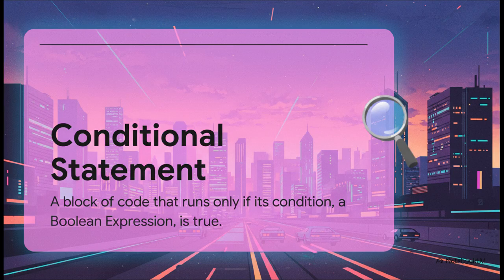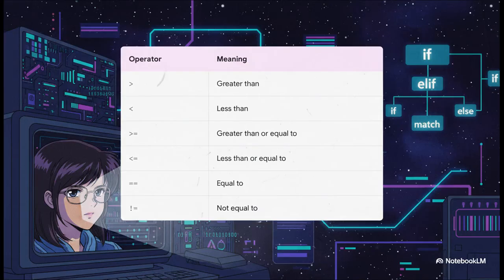A conditional statement is basically a special block of code that only runs if its condition is met. And that question it's asking, it always boils down to a simple true or false. In programming, we call that a Boolean expression. To ask these questions, we use these tools, comparison operators.